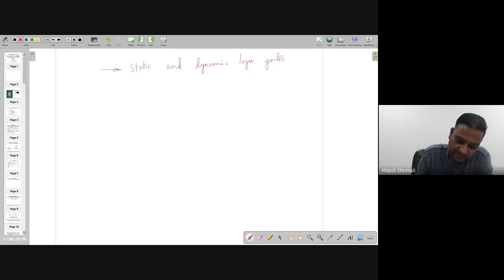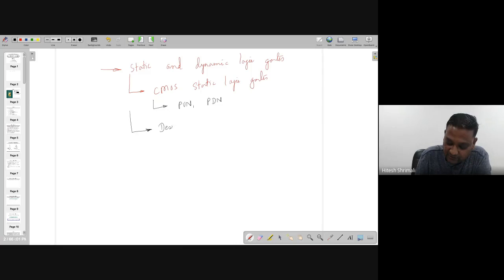So we have studied one part of static gate, which is CMOS static logic gates. We learned that you are going to make the power up network and power down network. Other than that, we also learned the design issues related to these CMOS logic gates, or how to design them with the ratio, right? And the third part we have learned was logical effort.